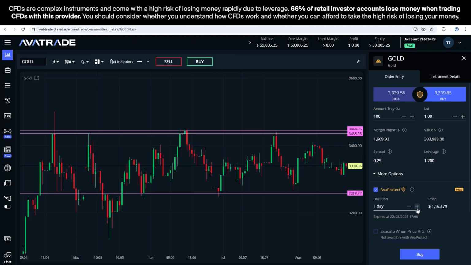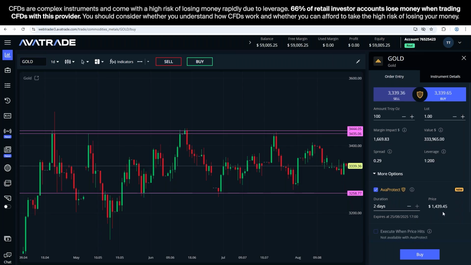If I go two days protection, since today is Thursday, and two days protection means two business days, one day takes it from today to Friday, and two days protection then takes me from Friday to Monday. So you see this protection expires on the 25th of August at 5 p.m. That's my time. It'll tell you the expiration date and time based on your local time zone. So this protects me today, tomorrow, Saturday, Sunday, and into Monday until Monday evening for this cost here.